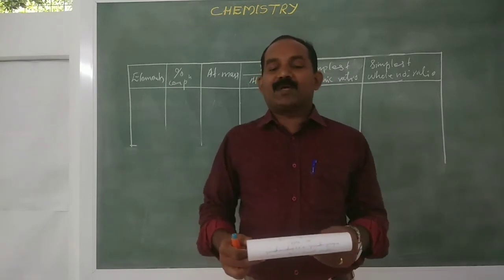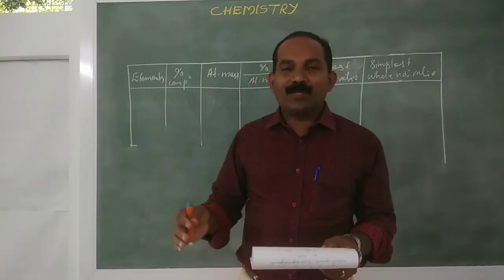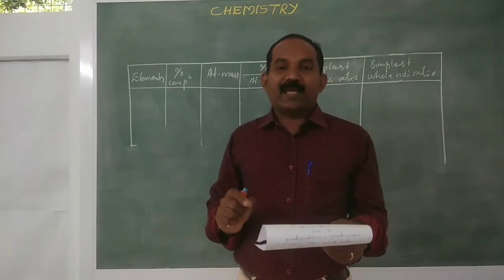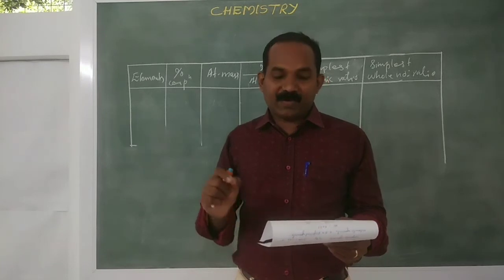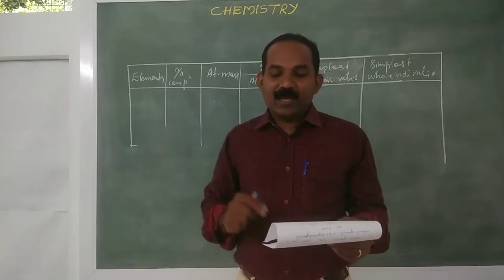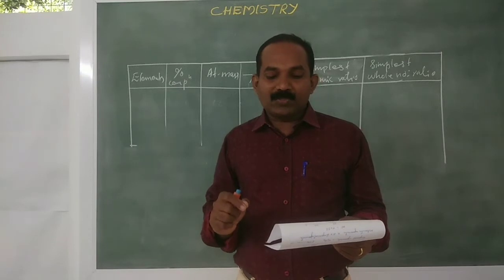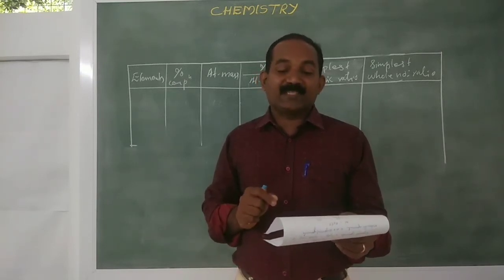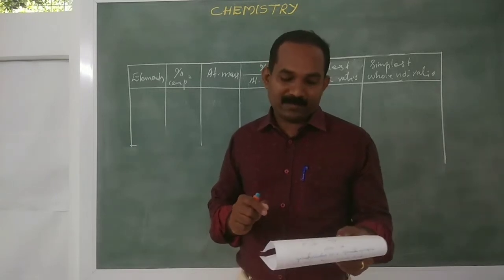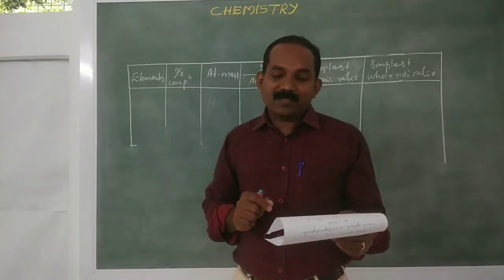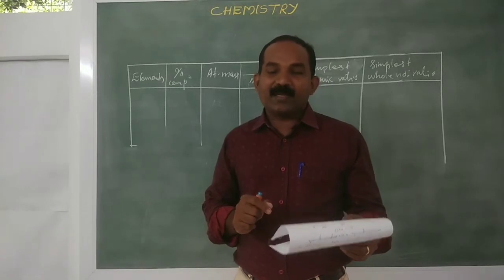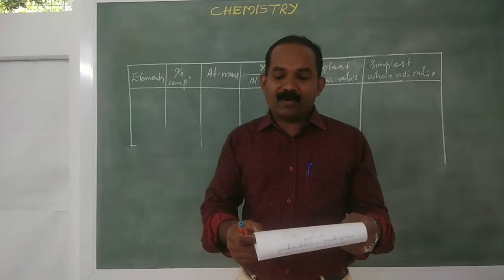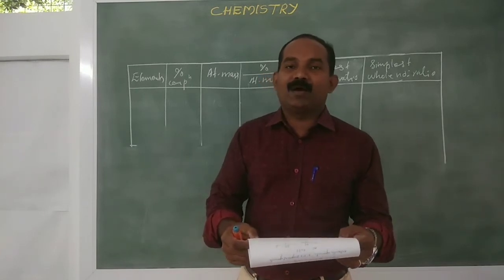So you just keep the NCERT book while doing the problem. Question is, a compound contains 4.07% of hydrogen, 24.27% carbon, and 71.65% of chlorine. Its molar mass is 98.96 gram. What are its empirical formula and molecular formulas?